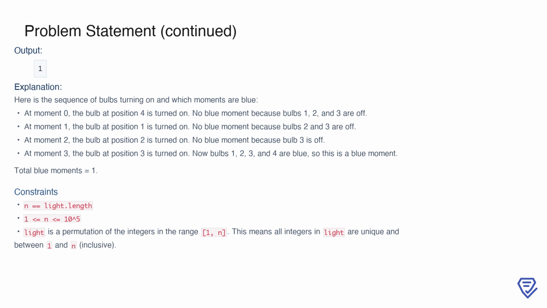At moment 1, the bulb at position 1 is turned on, but bulbs 2 and 3 are still off, so no blue moment. At moment 2, the bulb at position 2 is turned on, but bulb 3 is still off, so no blue moment. Finally, at moment 3, the bulb at position 3 is turned on. Now, bulbs 1, 2, 3, and 4 are all blue, marking the only blue moment in this scenario. Therefore, the total number of blue moments is 1.